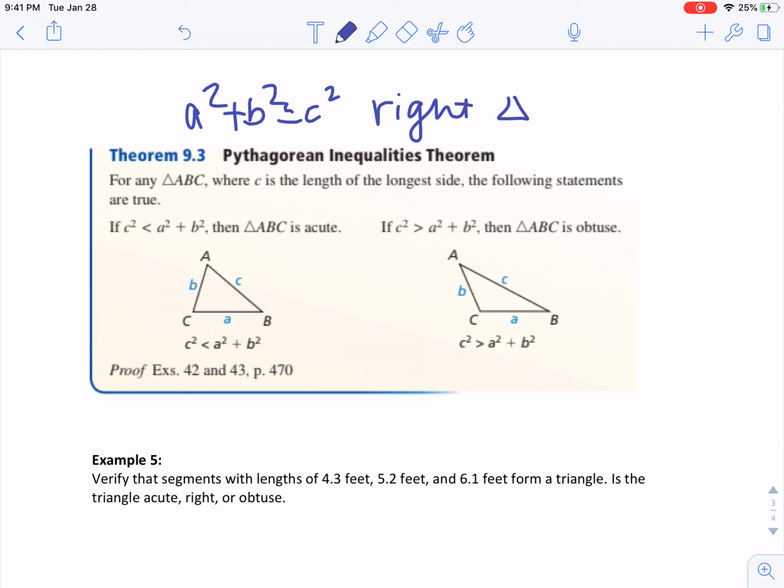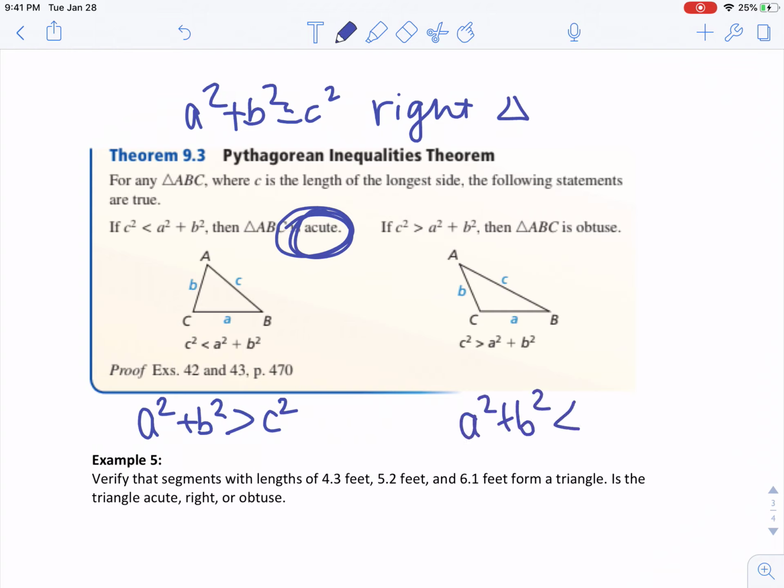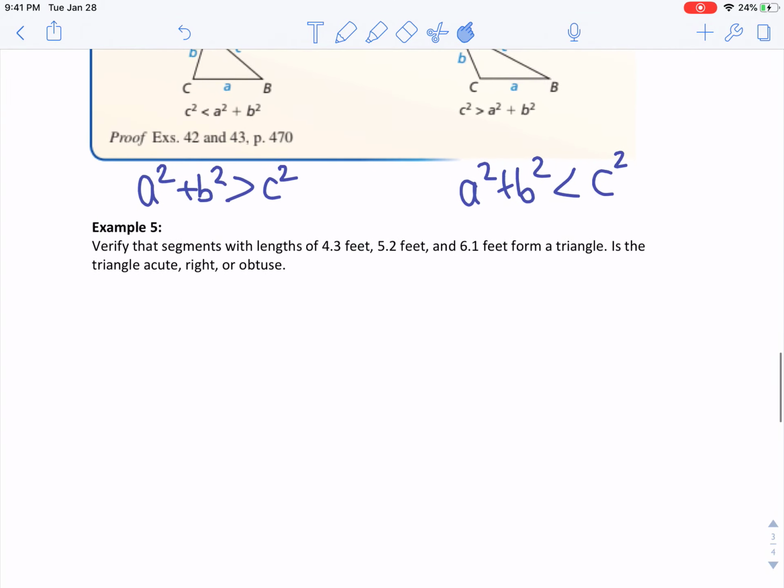Well, if a squared, and I'm going to rewrite these because I don't like c by itself. So if a squared plus b squared is greater than c squared, then it's an acute triangle. And if a squared plus b squared is less than c squared, then it's an obtuse triangle. Okay? If a squared plus b squared is greater than c squared, it's acute. If a squared plus b squared is less than c squared, it's obtuse. And if they're equal, it's a right triangle.